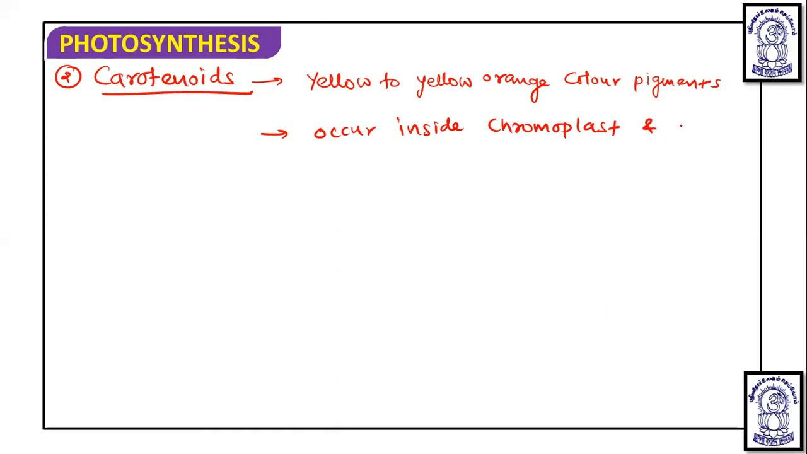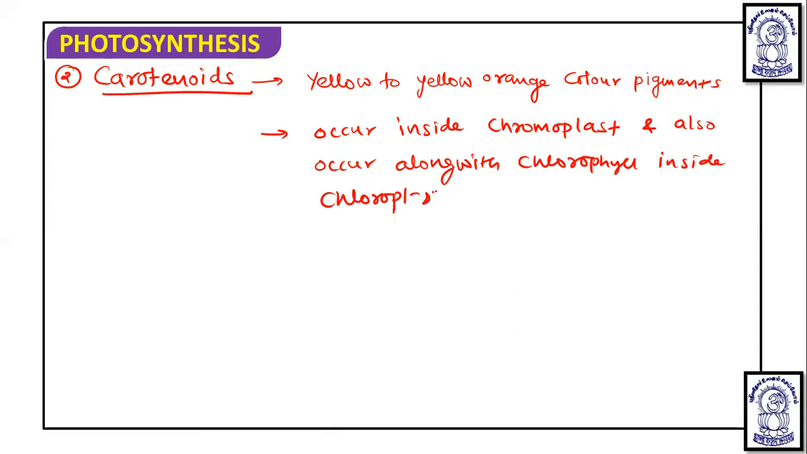and also occur along with chlorophyll inside chloroplast. So they are found in chloroplast as well as chromoplast. Okay, chromoplasts are the colored plastids and chloroplasts are the greenish plastids.